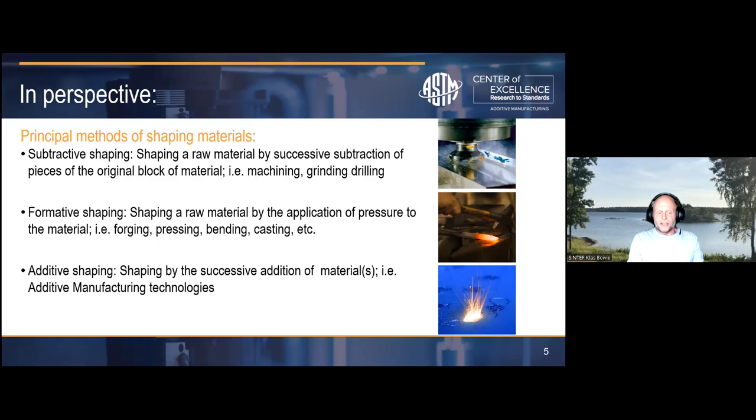But then we have additive shaping. That's simply shaping by successive addition of material, such as different coating and deposition methods, but also, of course, additive manufacturing technologies. In additive manufacturing, the material is being formed by the joining of the material, which means that it is much more affected by the manufacturing process than any of the others.